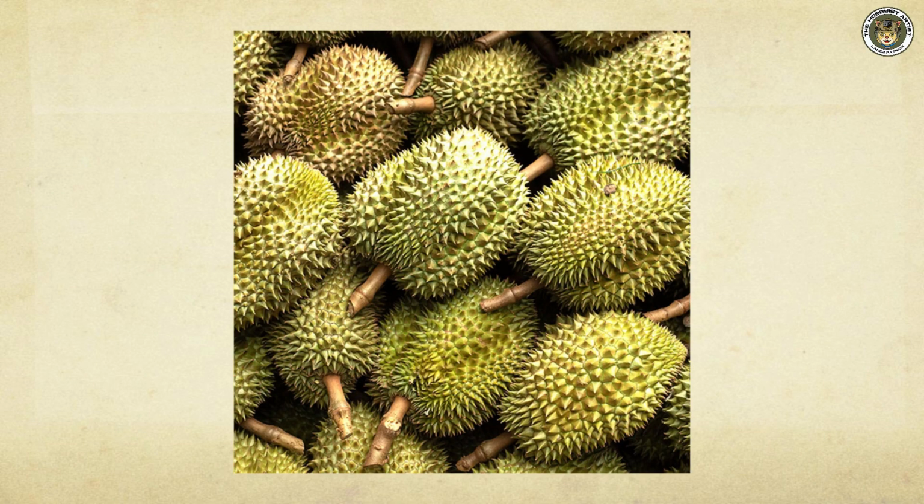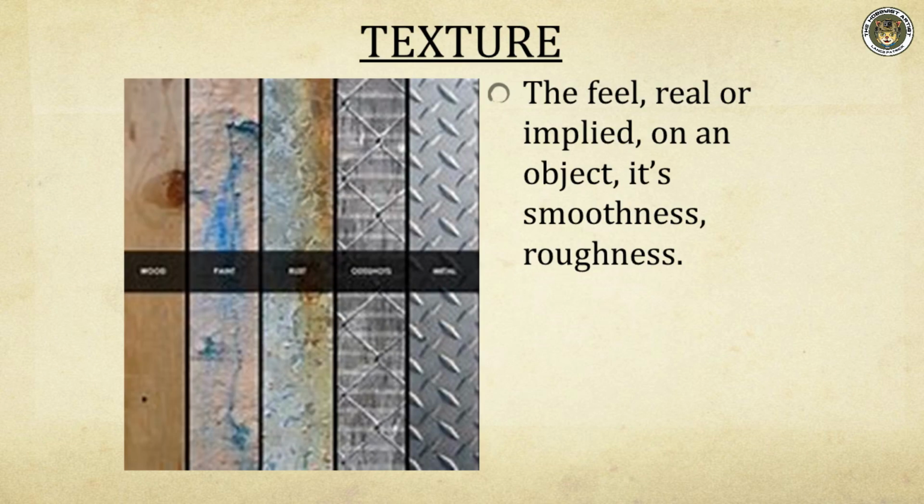Of course, this is texture. Texture, this is the feel, real, or implied on an object. It is its smoothness or roughness. And we have also texture. This is about the roughness or smoothness of an artwork. And merong mga paintings or artworks na sa tingin pa lang you can describe it if it is rough.